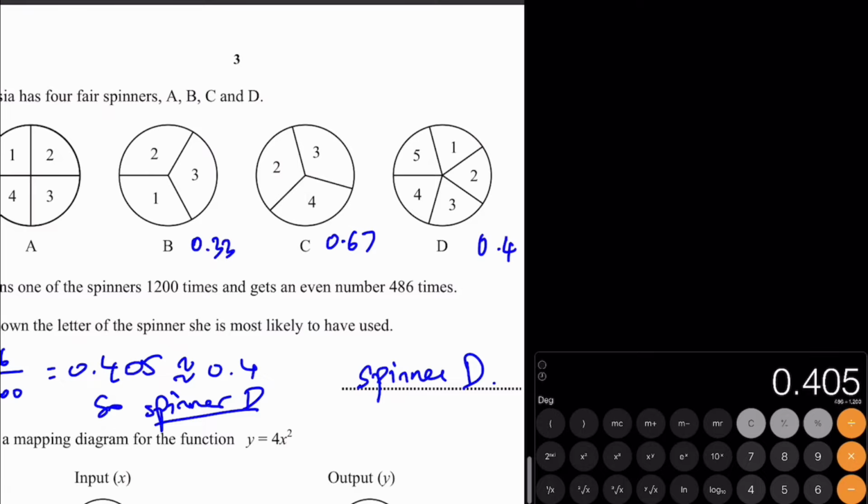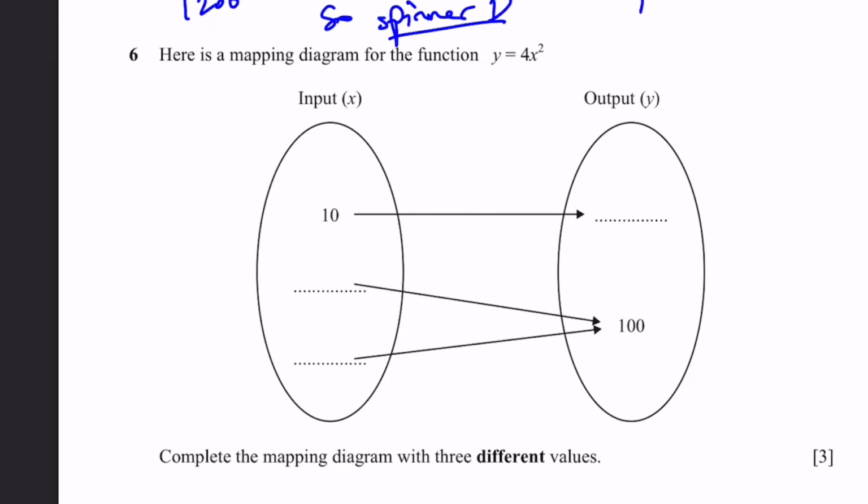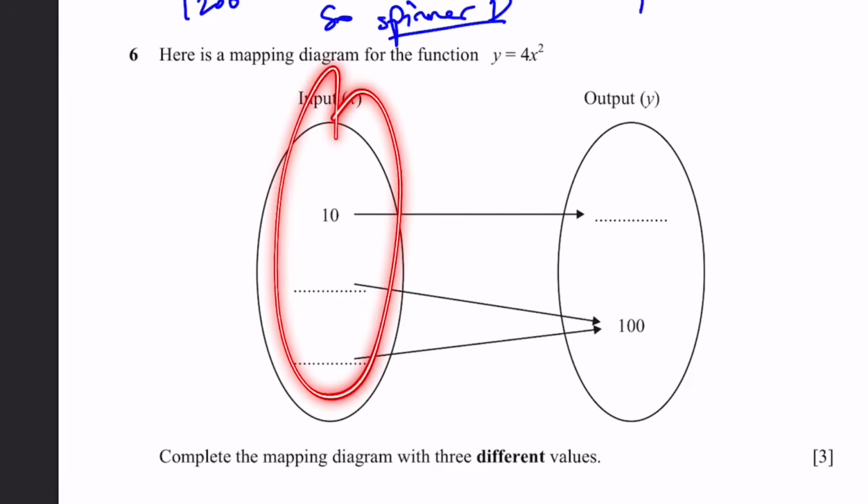Let's go to question 6. Here's a mapping diagram for the function y equals 4x squared. Complete the mapping diagram with 3 different values. The inputs are here and the outputs are here.